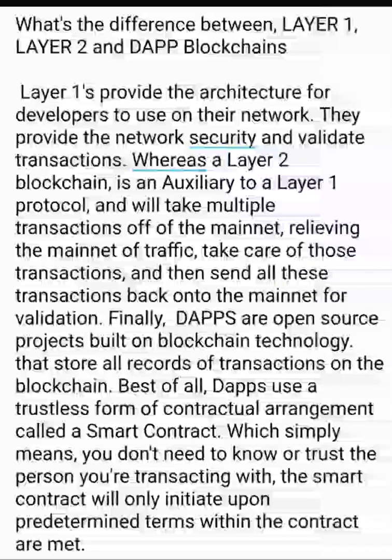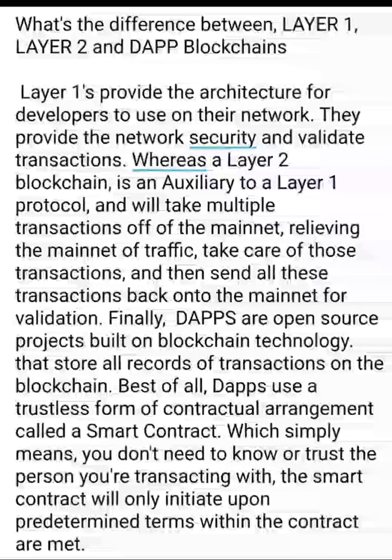Now, decentralized applications, also known as Dapps, have really three main parts. One, it has to be open source, where everyone can see the coding and what's being worked on. Two, all transactional records are kept on that blockchain for anyone to see, although it's not as easy. You have to know what you're looking for in order to see the transaction.